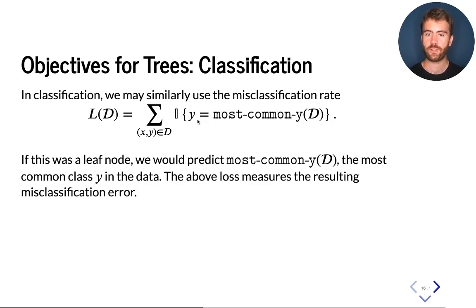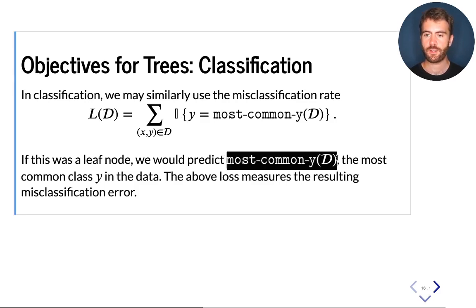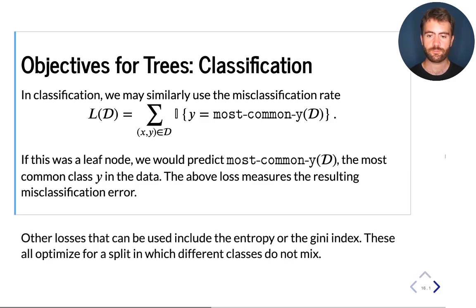And of course, given a split, the best guess for the class of these points is simply the most common class that is found in these points. And if this is the final leaf node, then we would be simply predicting this as the prediction from the decision tree. There are also other losses that could be used, such as the Gini index or the entropy, and these are all optimizing for splits where the two classes don't mix.